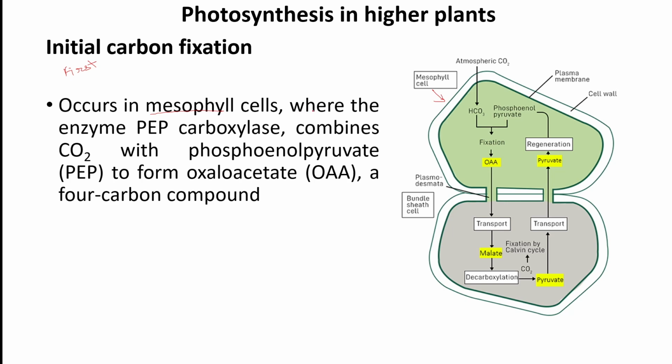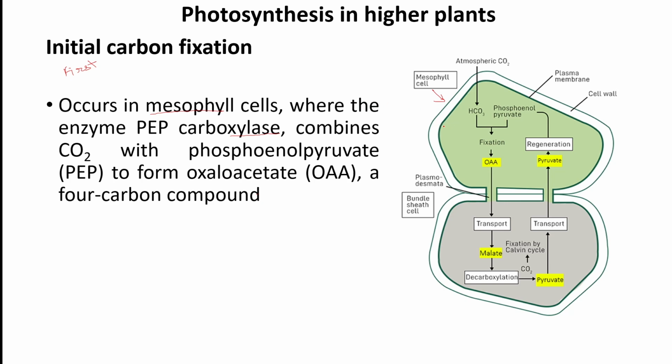And in mesophyll cell, which enzyme is present? In mesophyll cell, PEP carboxylase is present, which combines carbon dioxide with phosphoenol pyruvate, leading to the formation of a 4-carbon compound, oxaloacetate, or you can say oxaloacetic acid.